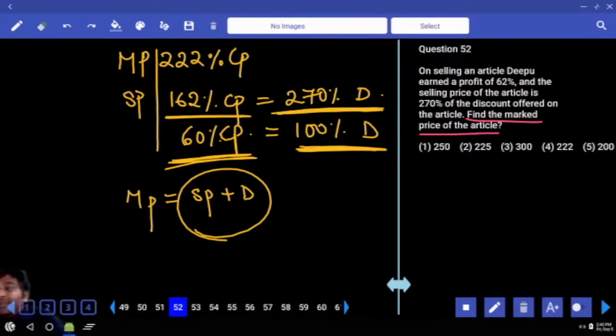Actual question must be find the market price is what percent of the cost price. Then we can say 222% of the cost price. Okay now?